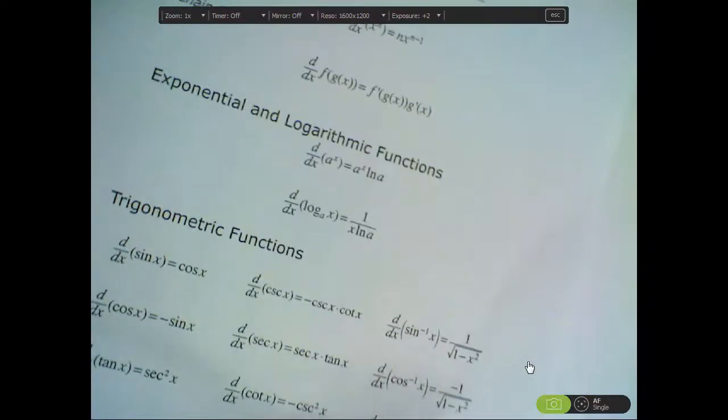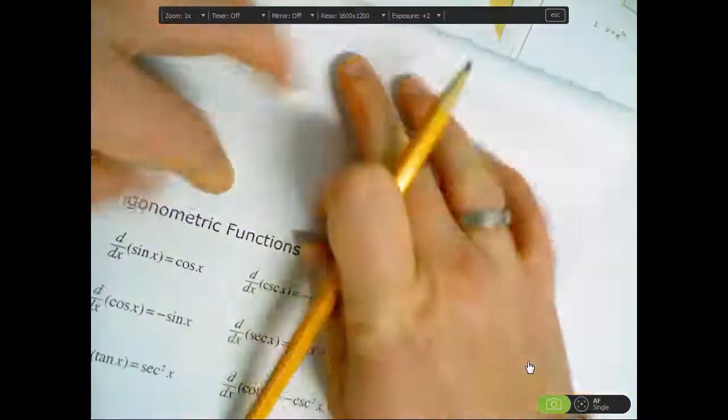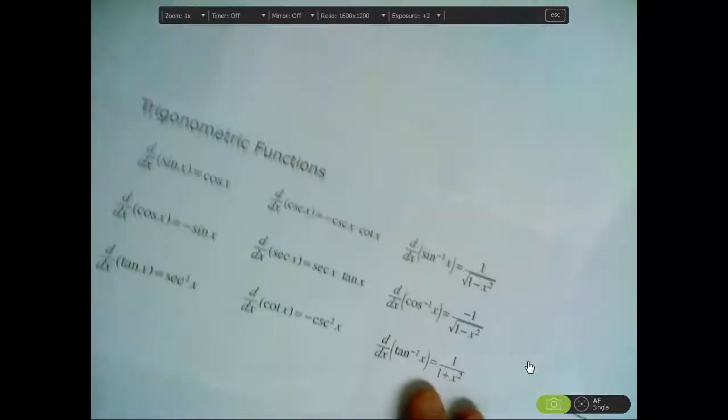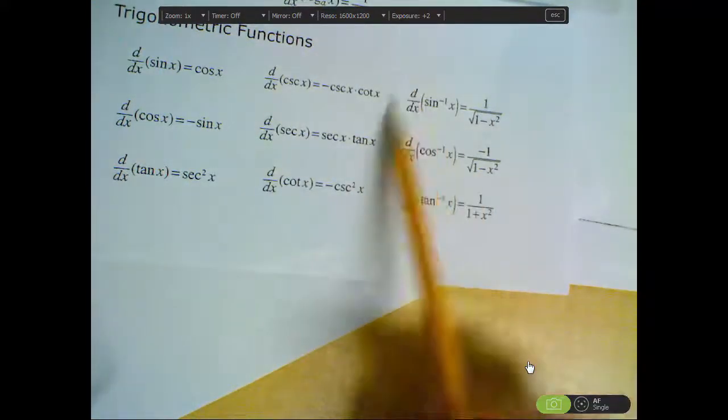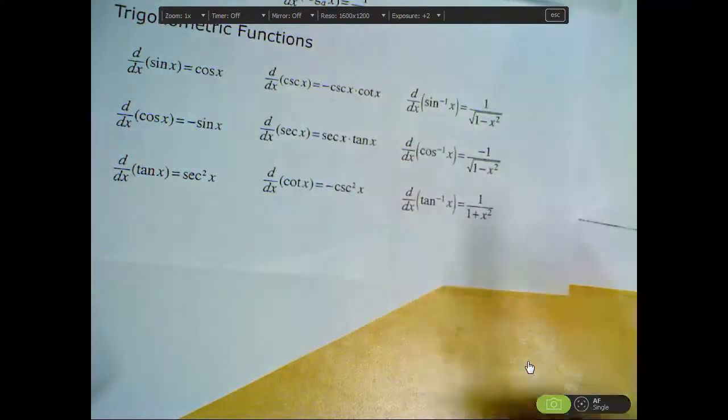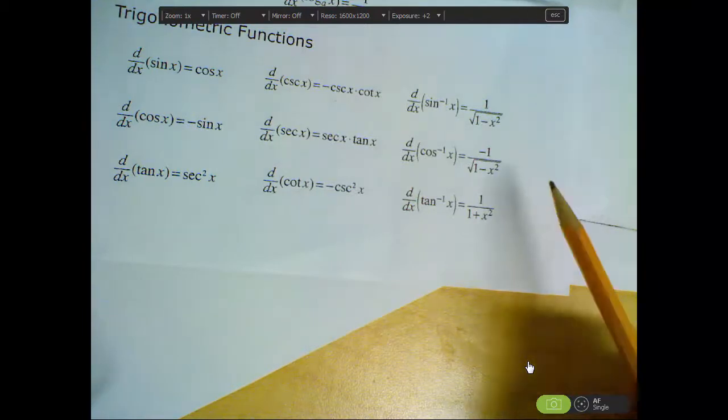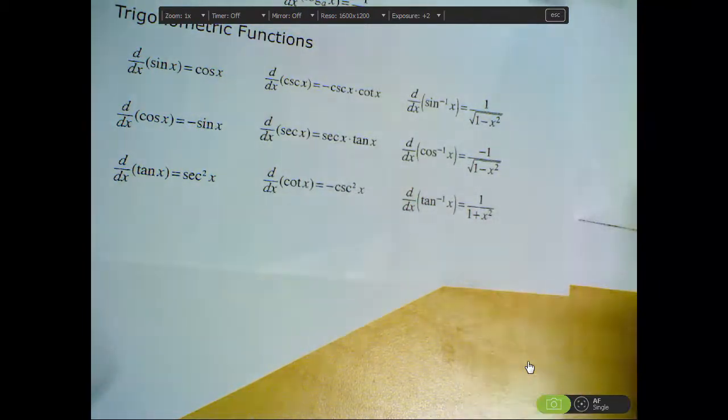Forget about this stuff for right now. All of these should be ingrained in your brain. Already you have these 6 memorized, hopefully. Now you need to memorize these 3. And I'm going to show you how to use them right now, but you need to memorize them. And I'm going to give you this paper in class, but put these somewhere that you can study them and memorize them and understand them.